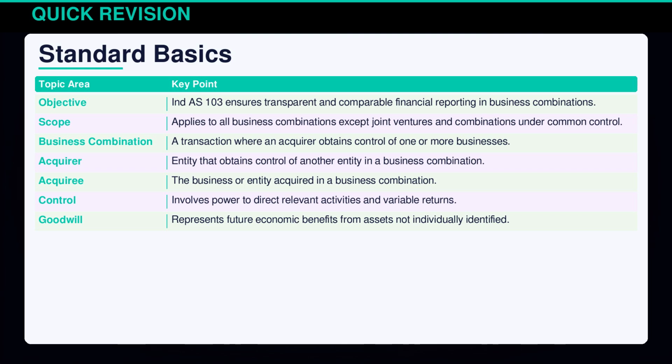Indian Accounting Standard 103 is all about making financial reporting clear and comparable when businesses combine. It covers nearly all combinations, focusing on who's acquiring, who's being acquired, and what control really looks like. Goodwill emerges as the future benefits from things you can't individually tag. This standard is your guide to understanding these essentials in mergers and acquisitions.